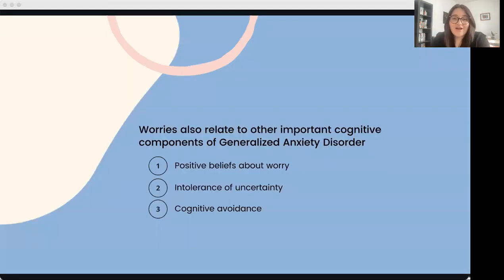Worries also relate to other important cognitive components of generalized anxiety, all of which we will examine individually. These include the positive beliefs about worries and their functions, intolerance of uncertain or ambiguous situations, as well as cognitive avoidance.